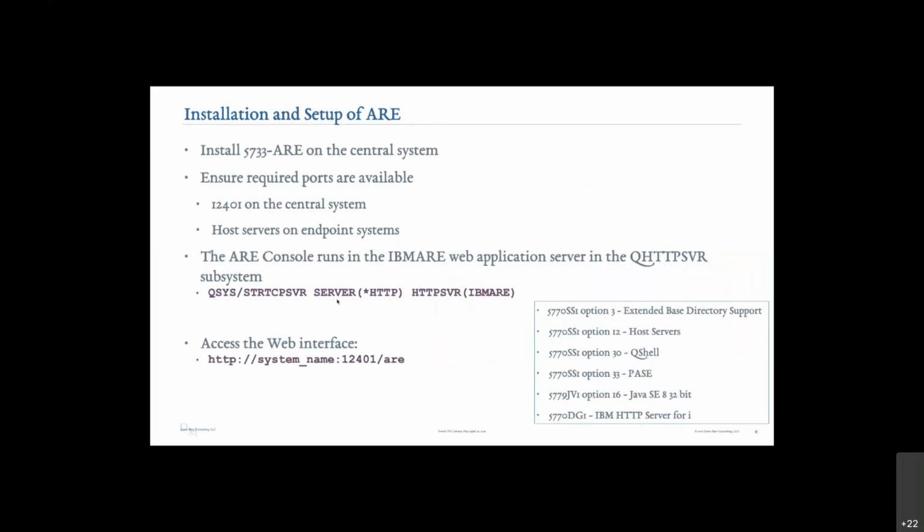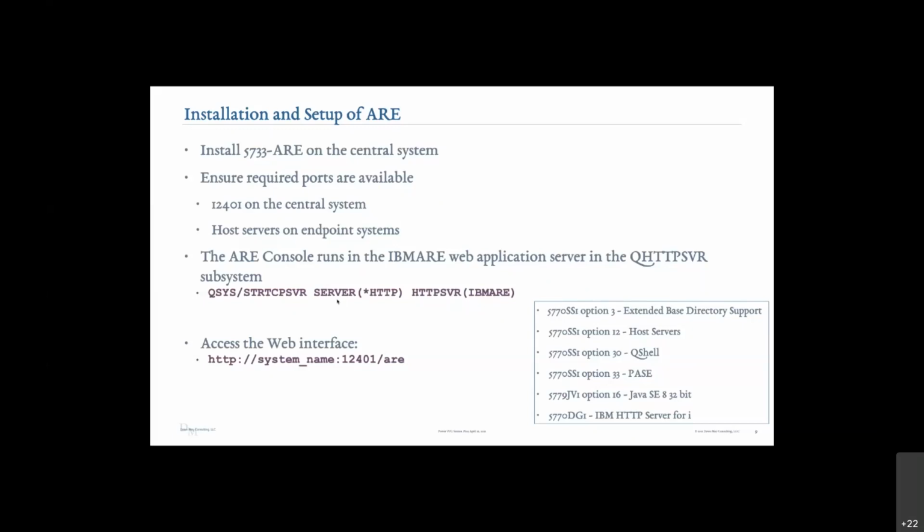You do need to open up some ports. On the central system, when you log into the console, it uses port 12401. And ARE, the central system, communicates to the endpoint systems using the host servers. So you're the remote command server, the database server, the file server, network print server, those servers. So you do need to have the host server ports open on your endpoint systems. I don't think that's a challenge for most of us because those host server ports are used by a lot of things. You know, for example, ACS, you need to have those open.